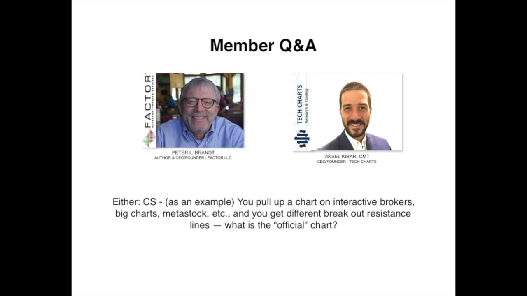Okay, let me just pull up a chart on Interactive Brokers, big chart. Do you get different breakout resistance lines? What's the official chart? There's going to be a different answer between Axel and I on stocks. But my official charts are basically Trade Navigator. I trust their data. On futures and Forex, I absolutely trust their data. They're incredibly impeccable in terms of having good data. I don't trust Interactive Brokers charts. I mean, I don't really even look at them.